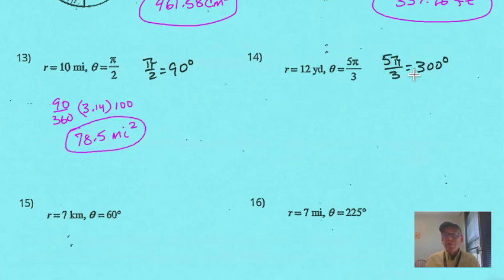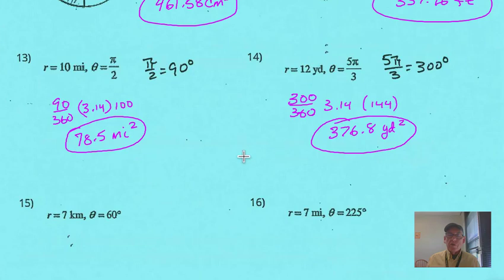Looking at number 14, 5 pi over 3 is the same as 300 degrees. So we have 300 360ths of the circle. And we have pi times r squared, which is 144. 12 squared is 144. So 300 times 3.14 times 144 divided by 360 is 376.8. And our units are yards, so we have yards squared for our area units.